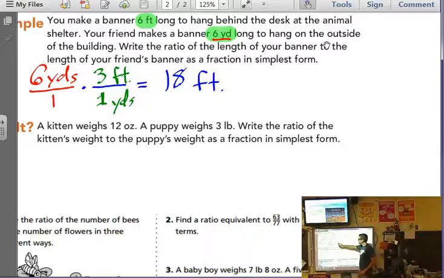Any questions on how we did that conversion? Now you could have just straight multiplied by 3, but this will get harder as we go through the year. So that's why I want you to see the process involving the conversion factor.